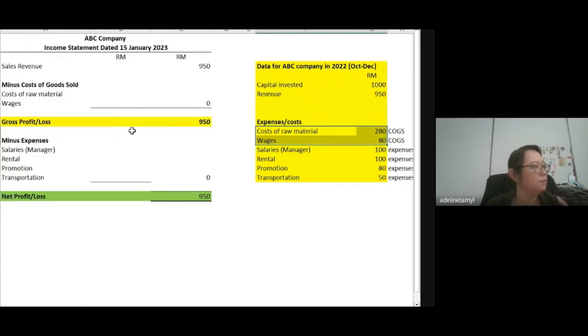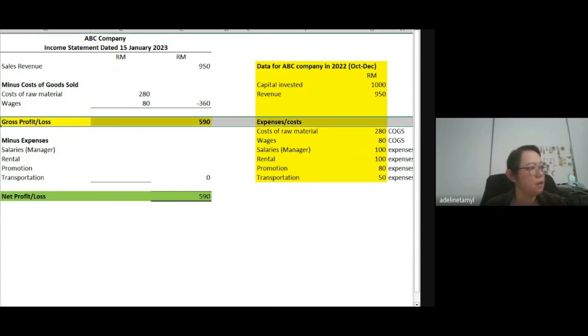So we add in here, cost of goods sold is 280. Ini 80, wages is 80. So here you can see that the gross profit, untung kasar, is 590 ringgit. Maksudnya after we deduct the cost of preparing the product for sale, you have an account of profit or loss already. If this is positive, it means it is profit. If this is negative, it means it's loss.